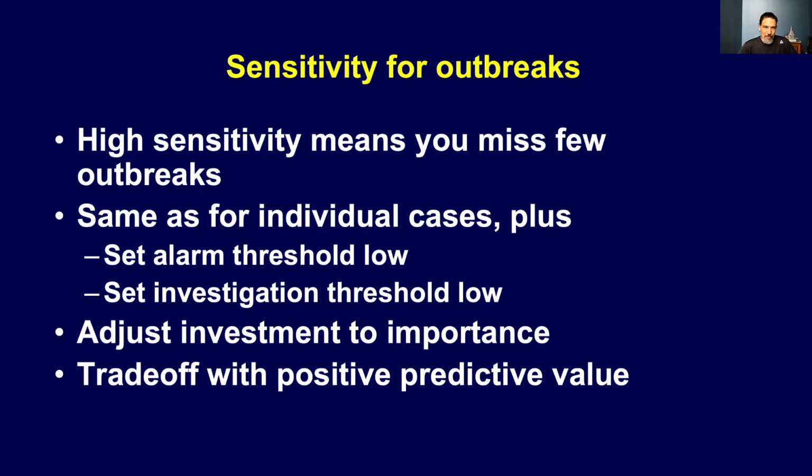If you have a surveillance system that's sensitive for outbreaks, it means that you miss few of the outbreaks that actually are occurring there. And you can set the alarm threshold low if you want to have a very sensitive system for detecting outbreaks. And again, we're adjusting the investment to the importance of that particular attribute for your surveillance system goals.